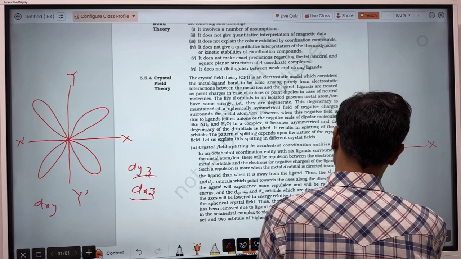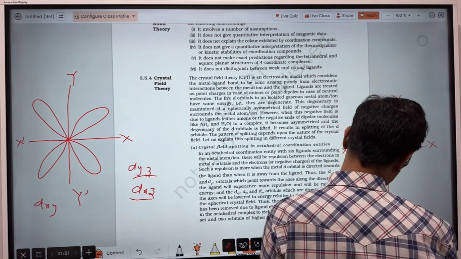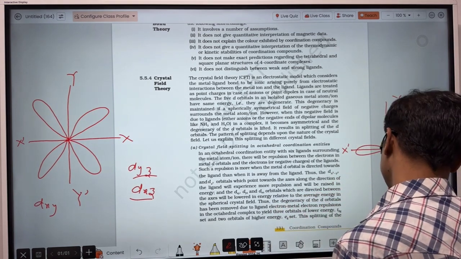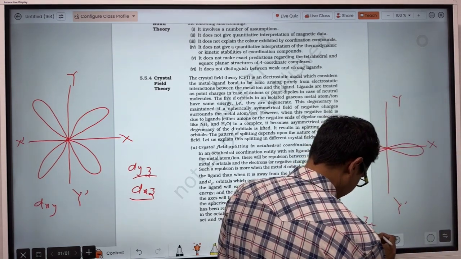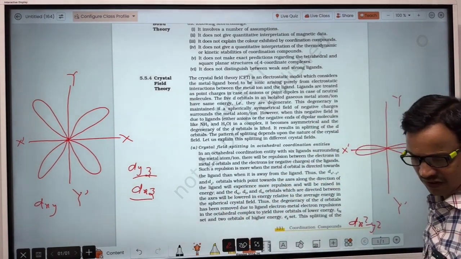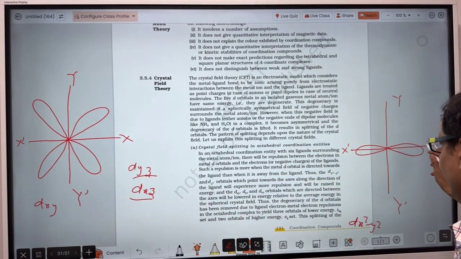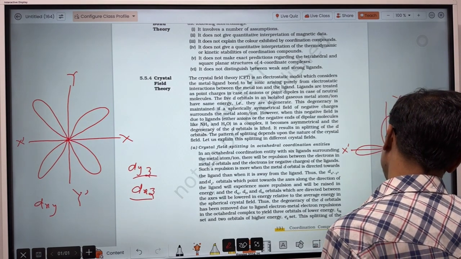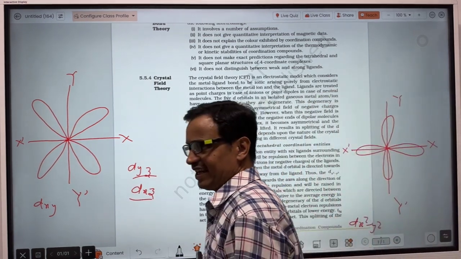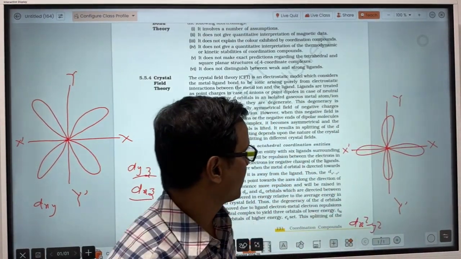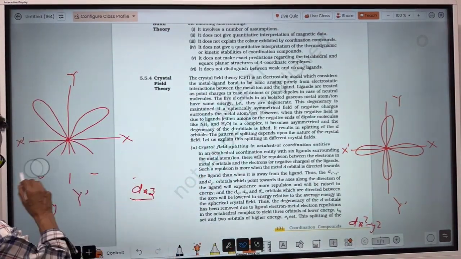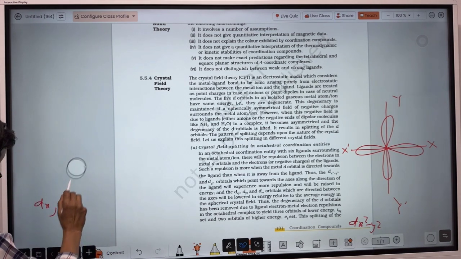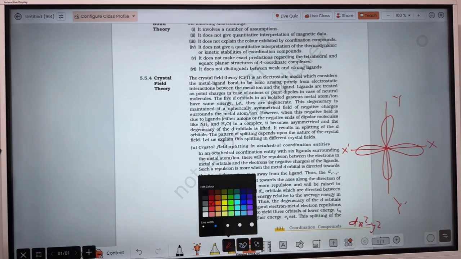Now about dx square minus y square. It is the x axis, here x dash, here y and y dash. One lobe will be along the x-axis. In case of dx square minus y square, the d orbital is a double dumbbell shape, where one dumbbell will be along the x-axis and the other dumbbell will be along the y-axis. The shape of dz square will also be a double dumbbell, but the shape will be in a different manner.